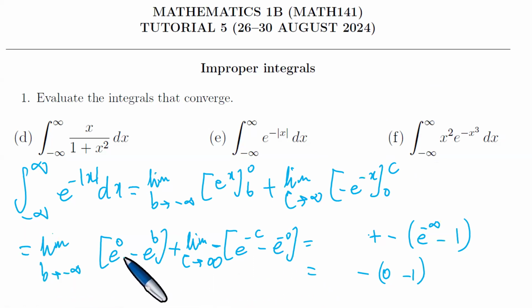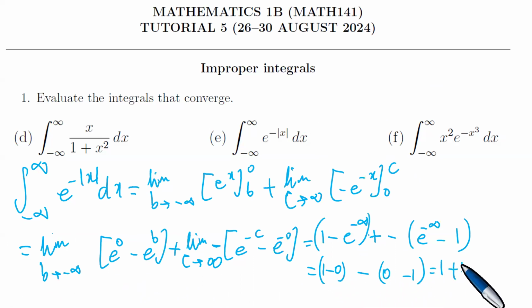So now this one here is going to be e to 0, which is 1, minus e to the minus infinity. And this becomes 1 minus 0. And this is exactly 1 plus 1, which equals 2.